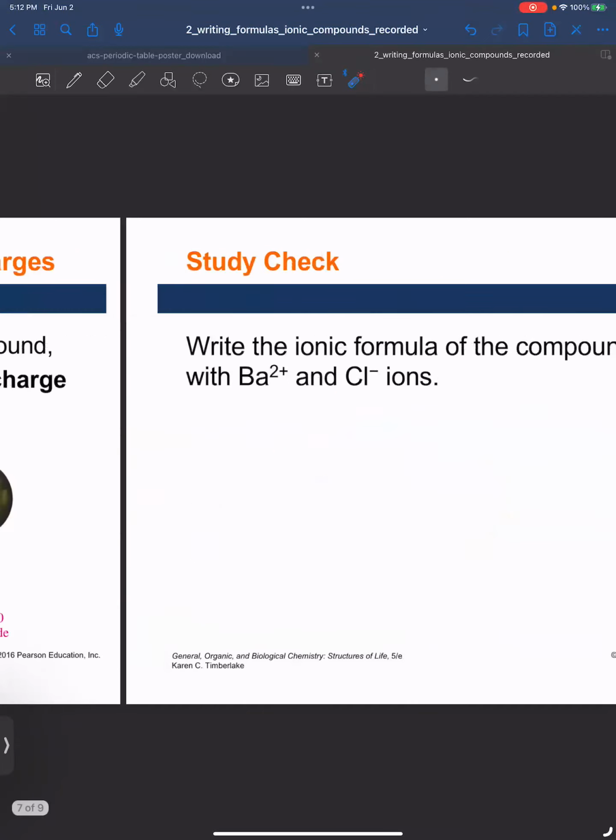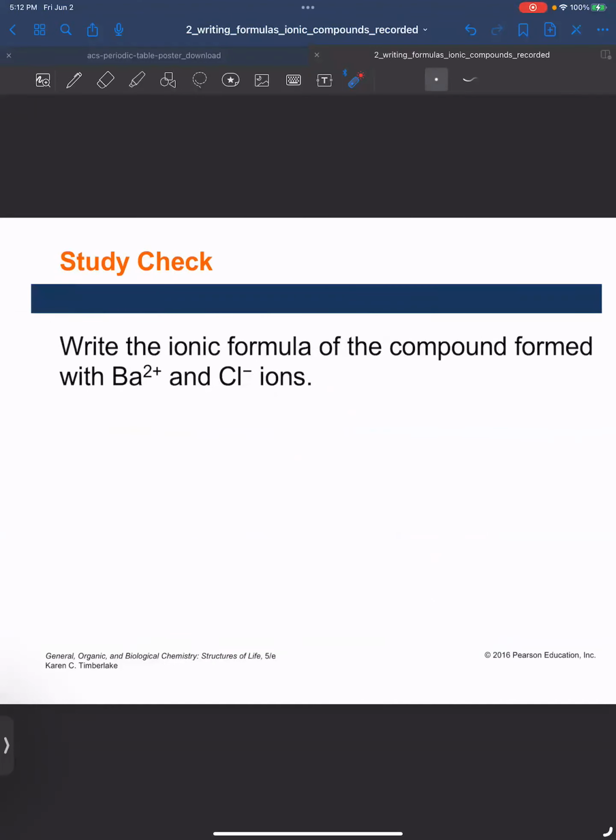All right, go ahead, pause the video, try the study check on your own, possibly using my crisscross rule, and then check your work with me when you're done.